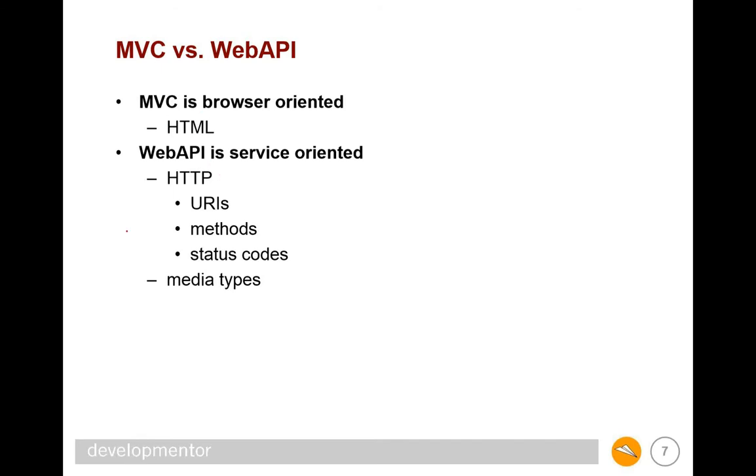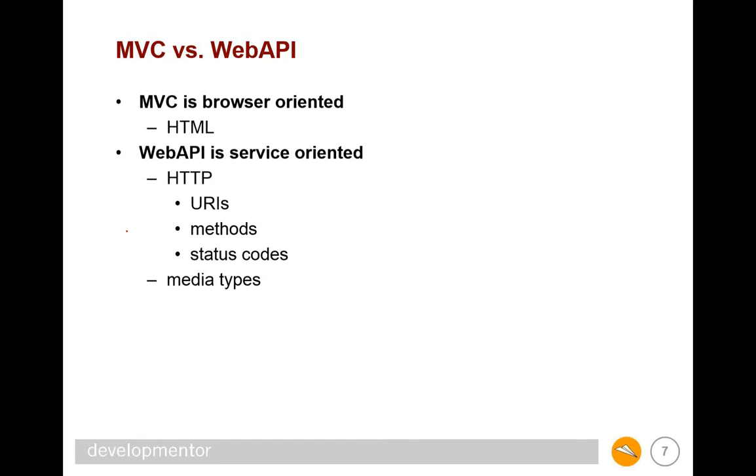Web API is a different framework. It has no dependencies on MVC. That is a very common misconception. It has no dependencies on MVC. They are entirely different binaries. They're different DLLs, different assemblies, and they don't have any dependencies on each other. So that's a very common point of confusion.